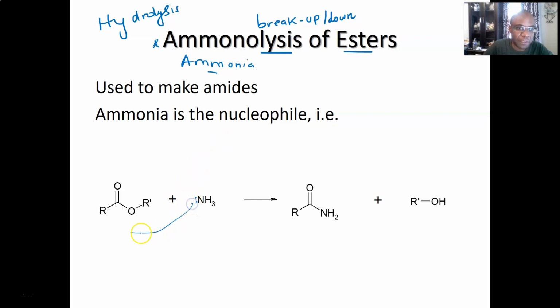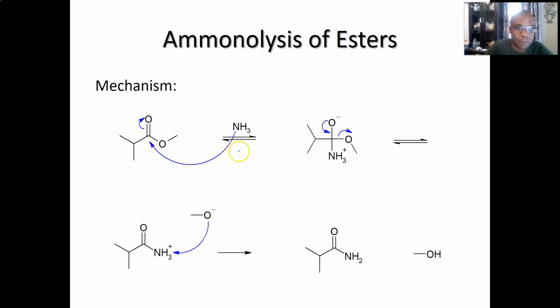So you can imagine attacking this carbonyl and then this falling off, and then OR minus takes out the extra hydrogen, you get an amide. So in these reactions where amines attack esters, okay, esters attacked by amines, sorry, I think it's 1M. Esters attacked by amines is called ammonolysis. Alright, so let's look at the mechanism.